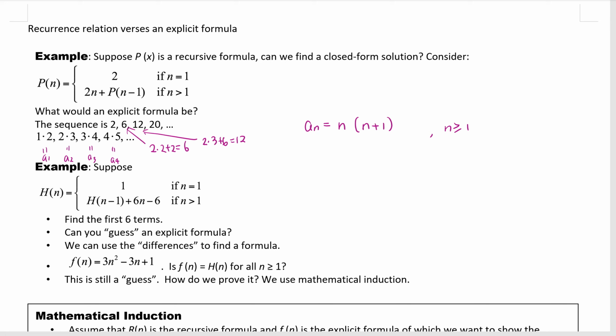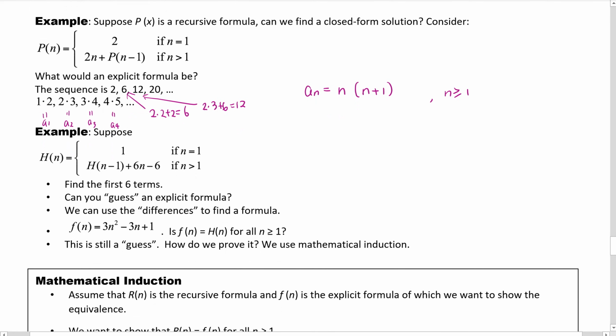But how do we actually prove it? We can use mathematical induction. We learned mathematical induction in section 2.4. If you have no idea, if you completely forget everything about that, please go back and watch the videos for section 2.4. Okay? Let's look at the next example.